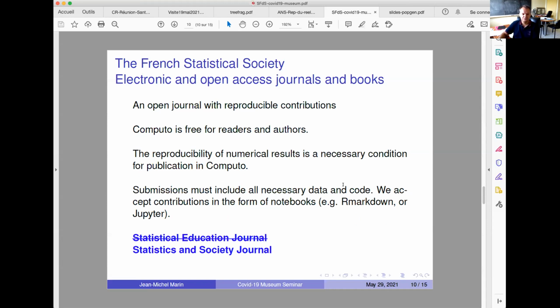We also used to have a statistical education journal, and we have now merged it with our other journal, which is called Statistics and Society. This new journal is concerned with more applied topics and with the impact of statistics in society.